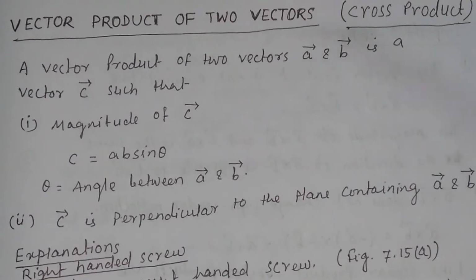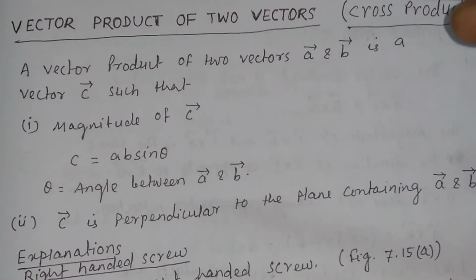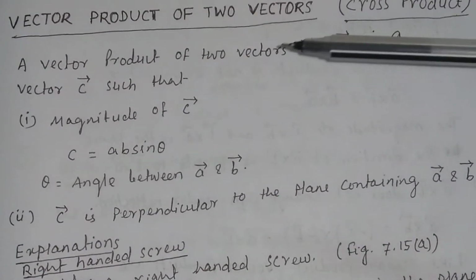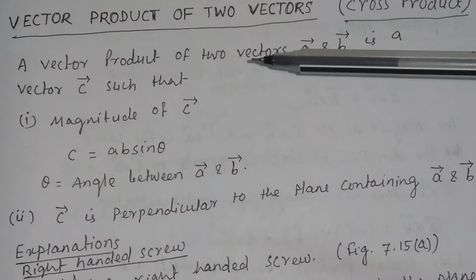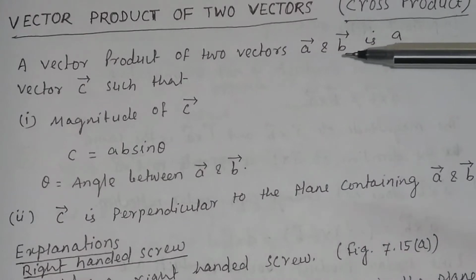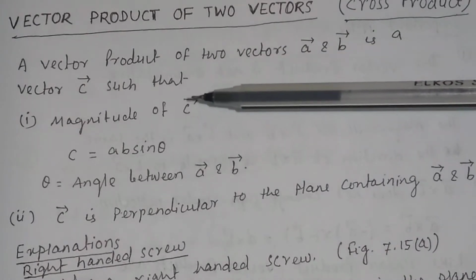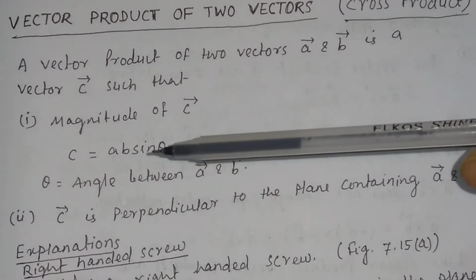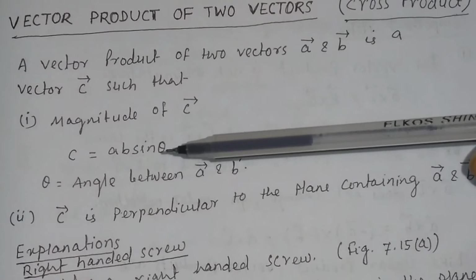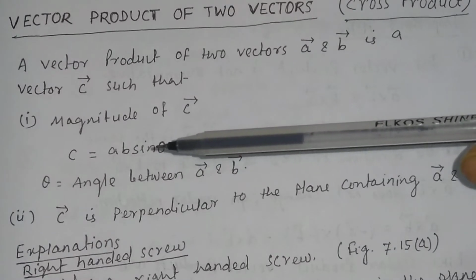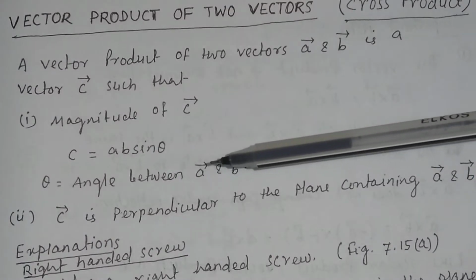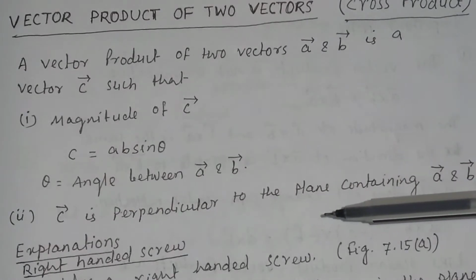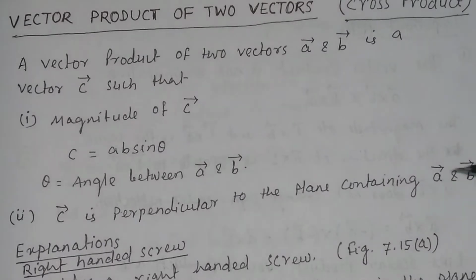In this video, we'll discuss the vector product of two vectors, or cross product of two vectors. A vector product or cross product of two vectors A and B is a vector C such that the magnitude of the vector C is equal to AB sin theta, where theta is the angle between the vectors A and B. The vector C is perpendicular to the plane containing the vectors A and B.